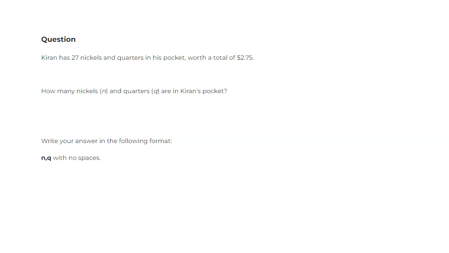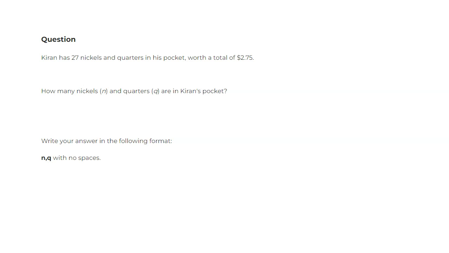All right, let's look at the following word problem. It says that Kieran has 27 nickels and quarters in his pocket, worth a total of $2.75. Then we want to know the number of nickels, which is N, and also the number of quarters, which is Q. All right, so let's do that.